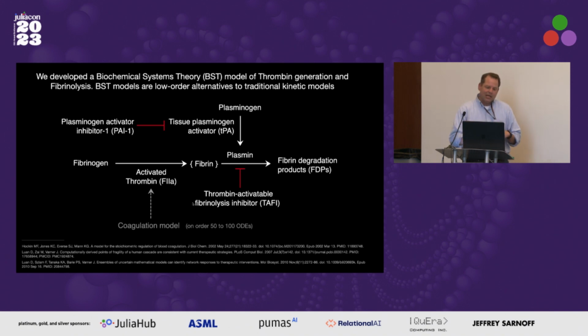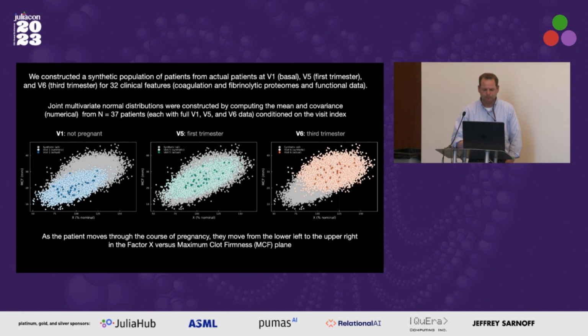So we decided to take a different track here. Instead of building these everything-in-the-kitchen-sink models, we wanted a low-order biochemical systems theory model, which is only 17 differential equations and only a handful of parameters that we don't know, as a low-order alternative to these traditional kinetic models. And so the question is, does it describe the data that we see? Because we're giving up an awful lot in terms of the biological description.